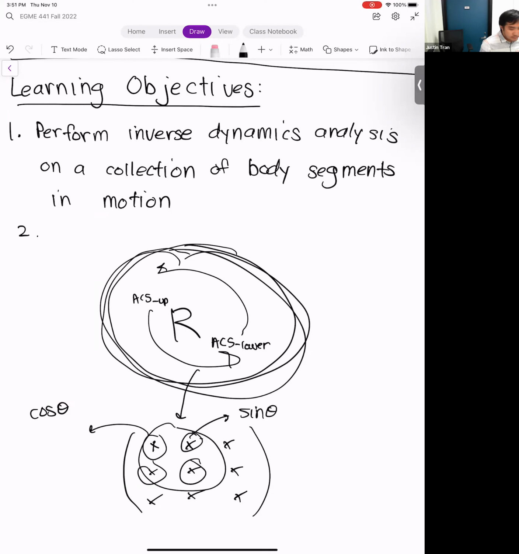Okay. So I do the inverse of this and make sure I get ACS R lab, and then I get the ACS lower part, and then multiply those two. Exactly. Okay.